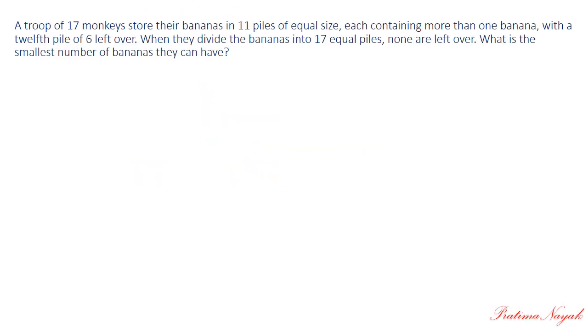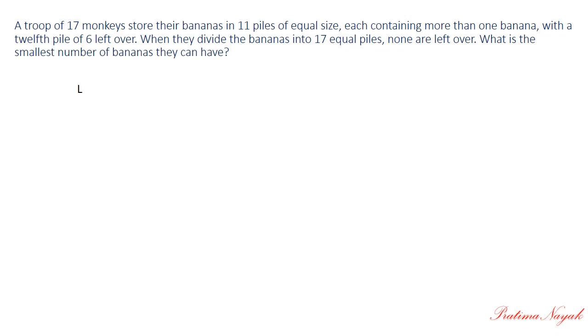Now let us come to a word problem based on this. A troop of 17 monkeys stored their bananas in 11 piles of equal size, each containing more than one banana, with a 12th pile of 6 left over. When they divide the bananas into 17 equal piles, none are left over. What is the smallest number of bananas they can have?